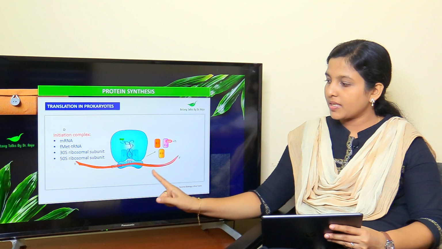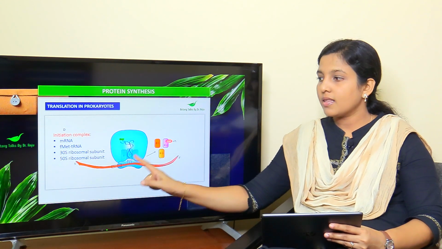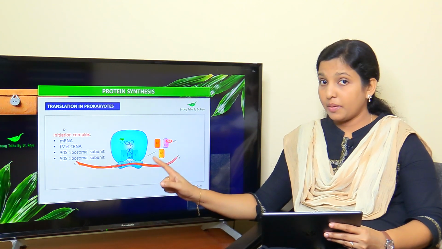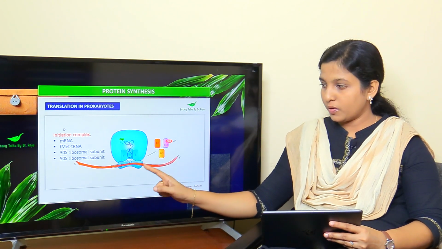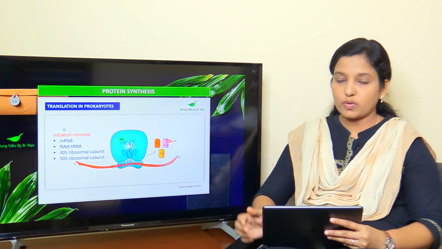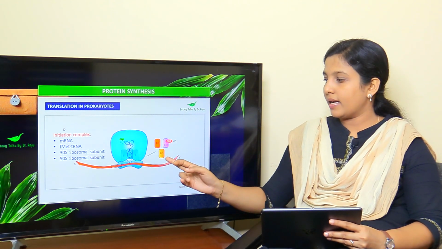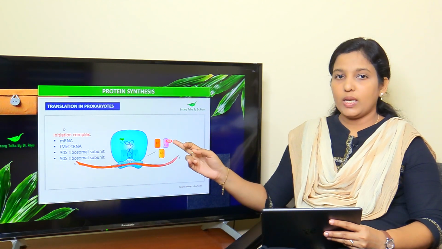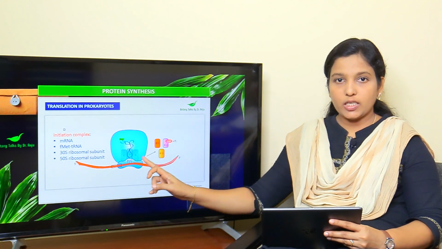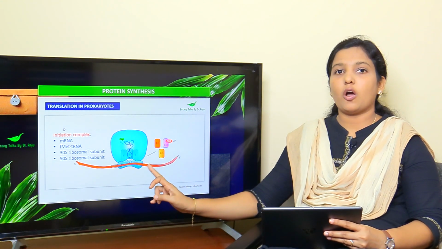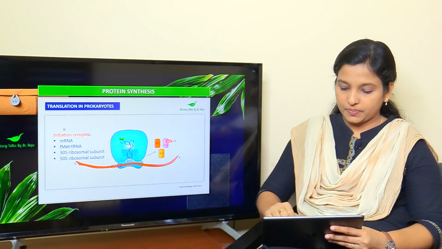This assembly represents the initiation complex for protein synthesis in prokaryotes. This initiation complex contains an mRNA molecule, fMet-tRNA, the 30S ribosomal subunit and the 50S ribosomal subunit. All the initiation factors IF1, IF2 and IF3 along with GDP will be released from the pre-initiation complex, and the final initiation complex is devoid of initiation factors and GDP.